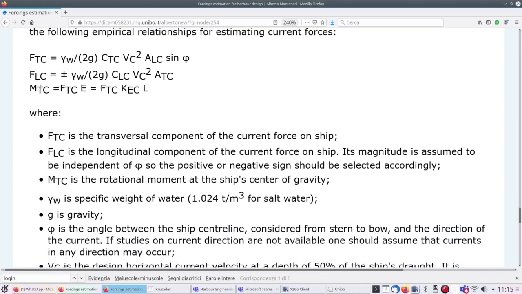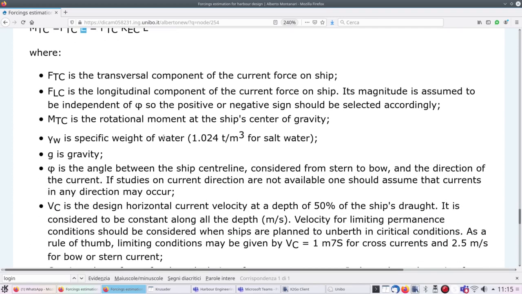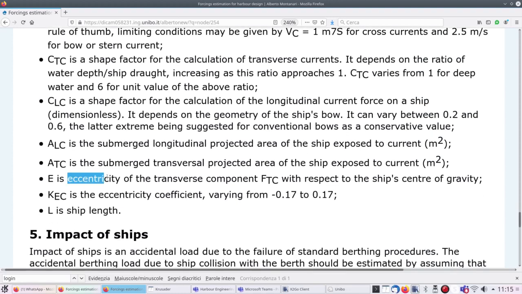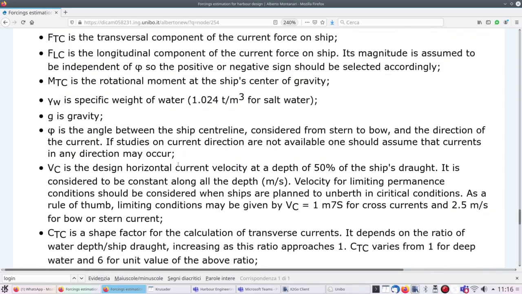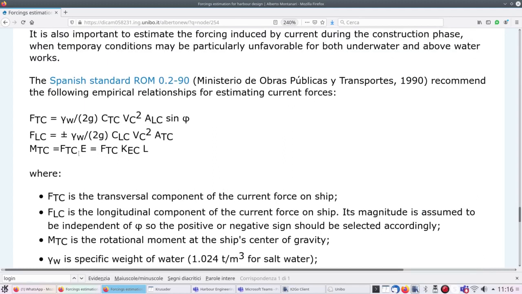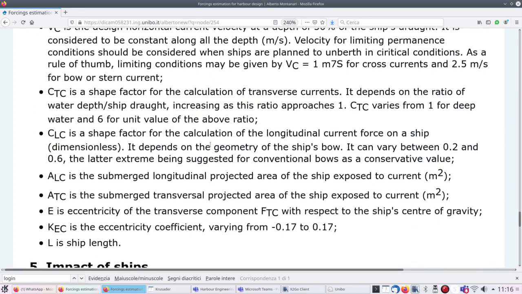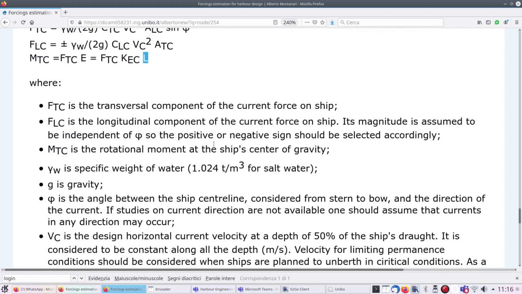And then there is the rotational component, MTC. Look, this is given by the transversal component times the eccentricity. I don't know how to pronounce it in English. Let me show you how it's written. Eccentricity. Now, it didn't come to me before. Eccentricity. I would say that the pronunciation is this one, but we can check later on. And this eccentricity can also be written as the product of an eccentricity coefficient times the length of the ship. And here we take the overall length of the ship.